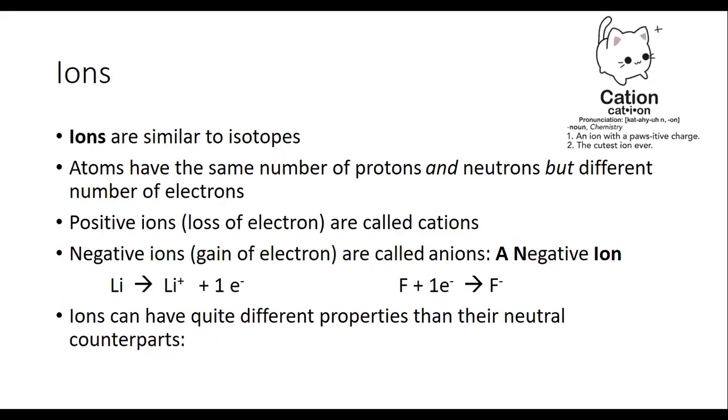So the next thing we're going to talk about are ions. An ion is a similar concept to an isotope, but it's slightly different. In isotopes, we were talking about atoms with the same number of protons but different numbers of neutrons. An ion is when the atom has the same number of protons, but a different number of electrons.